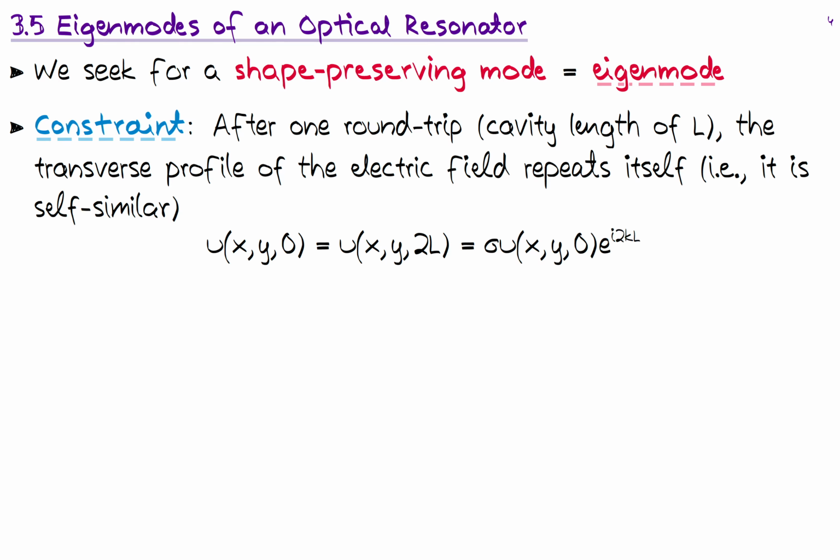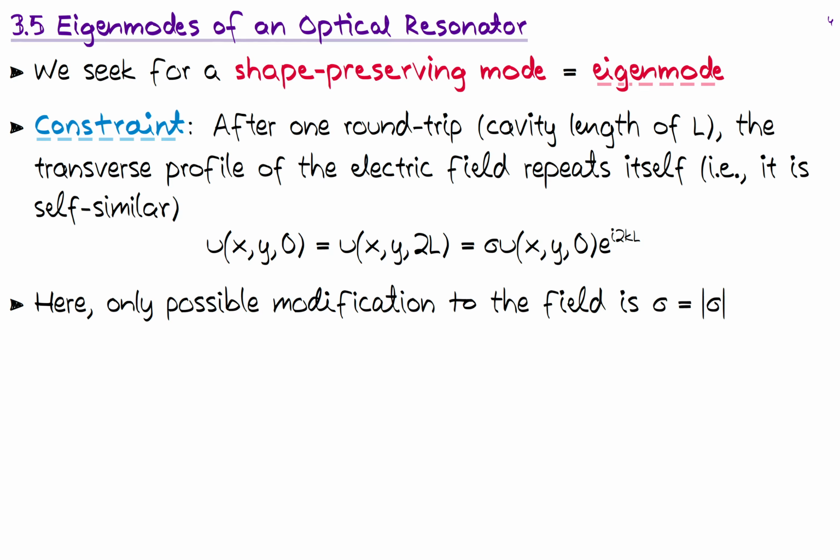So we can have some kind of degradation. For example, the amplitude may decrease, but the actual transverse shape should remain unmodified. And of course, we may have some slight phase deviation, but this is the kind of requirement that we have. So the only possible modification to the field is sigma, and sigma can be a complex-valued number. So the amplitude may change, and we also have additional phase accumulation, which arises from the propagation over the distance 2L, the round trip through the cavity.